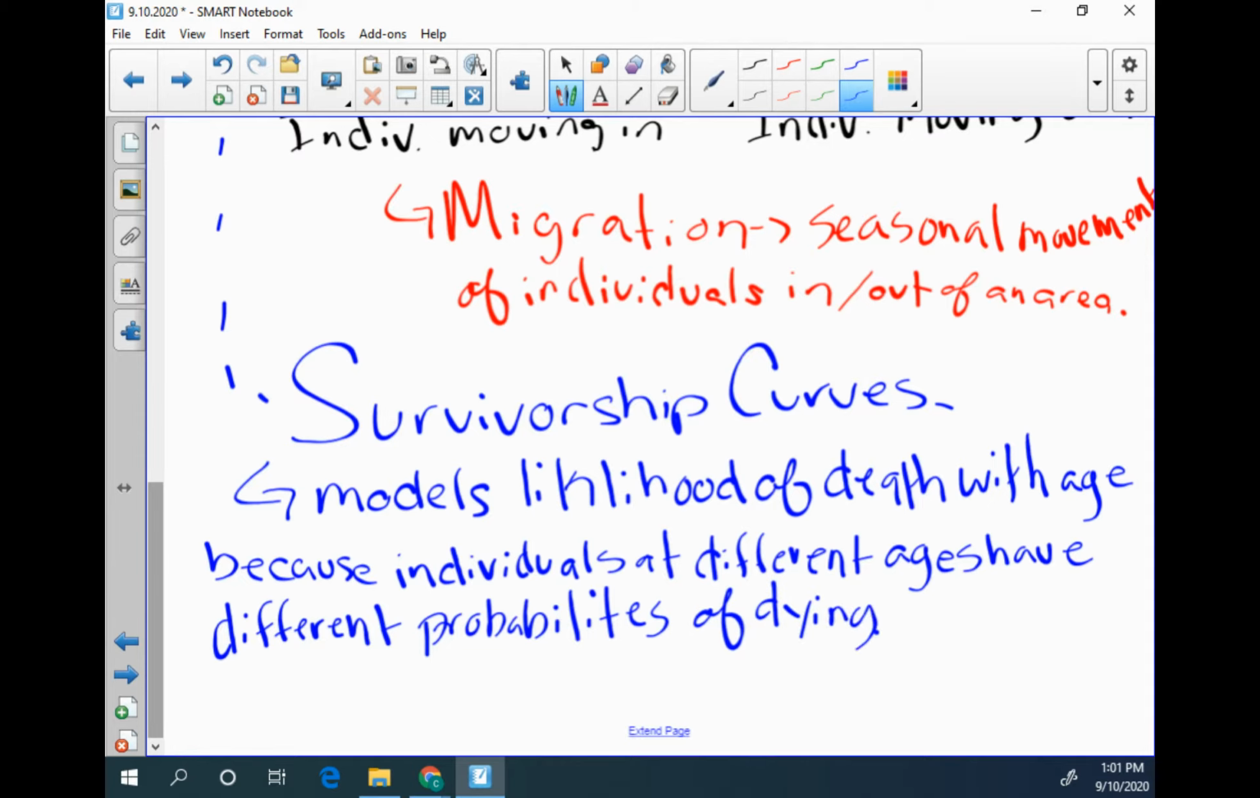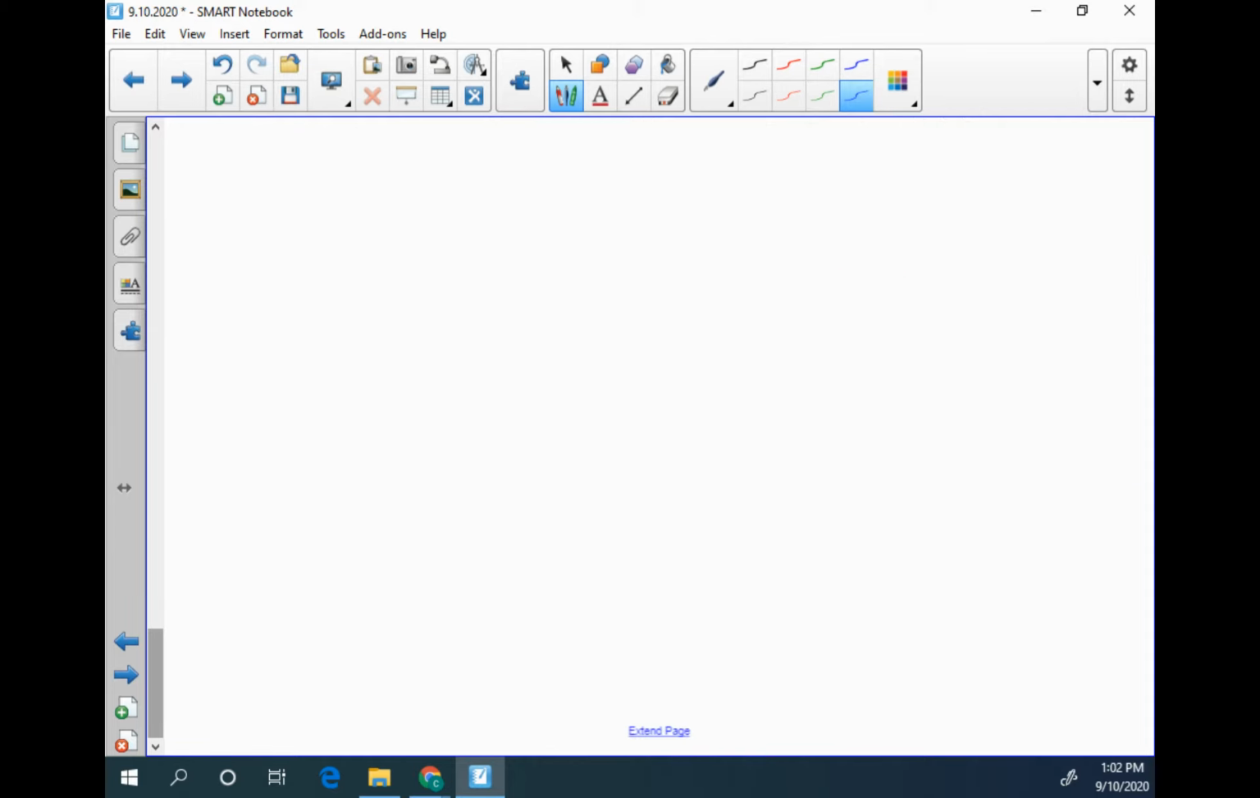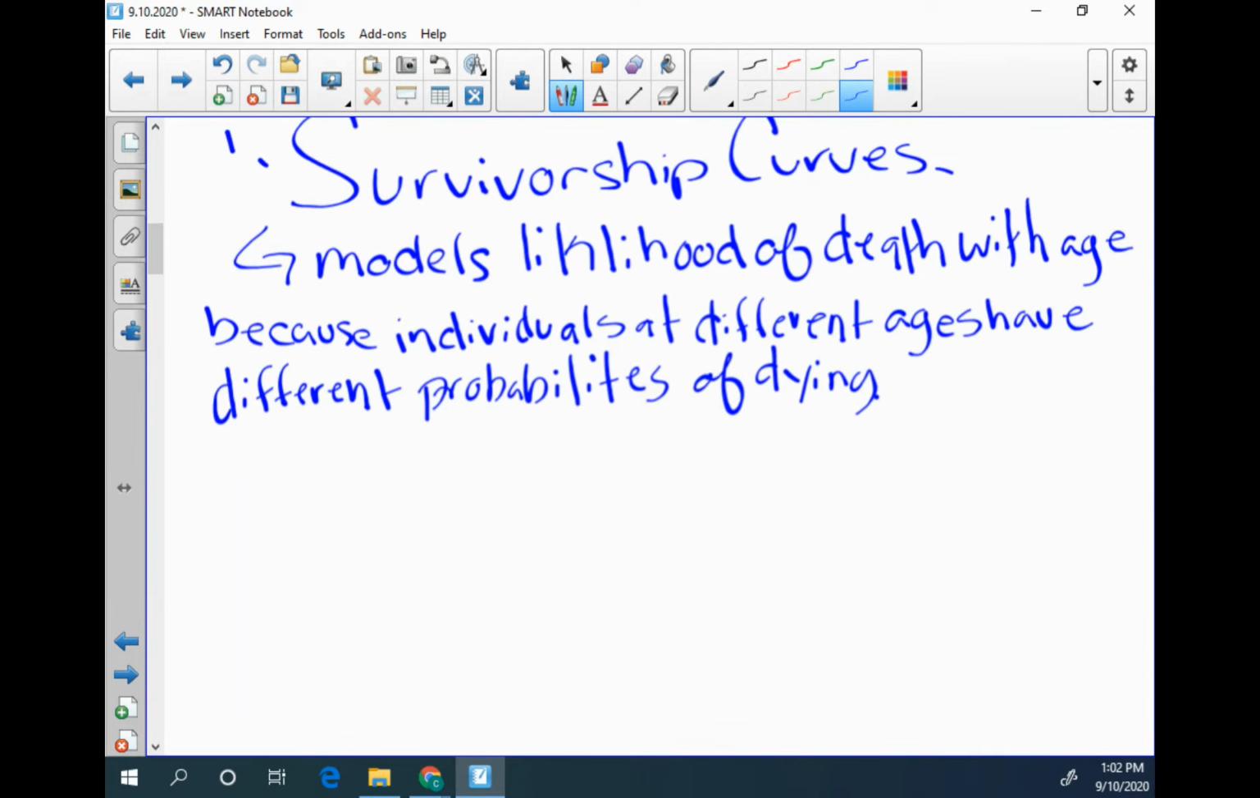There are 3 types of survivorship curves. 3 typical models for the rate at which organisms die based on their age. So, type 1, type 2, and type 3.